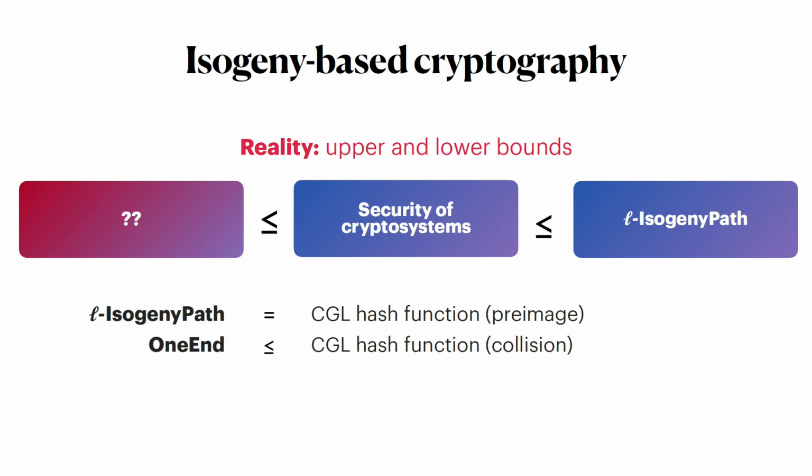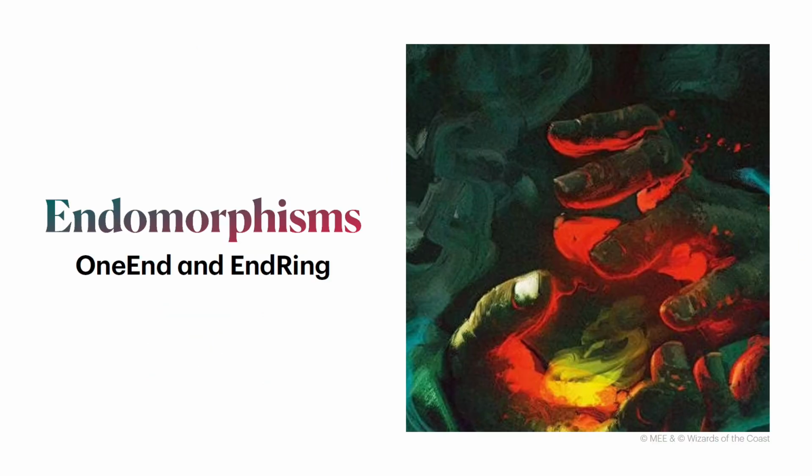If you look at the problems, and I'm going to define it in a moment, it really looks like it should be simpler, possibly. And this is not an isolated situation. One end comes up, for instance, also in the security proof of SQIsign. The soundness is relying on the one-end problem. So now what is this one-end problem? It stands for one endomorphism, and I'm going to introduce now what are these endomorphisms, and what is the one-end and the end ring problem.